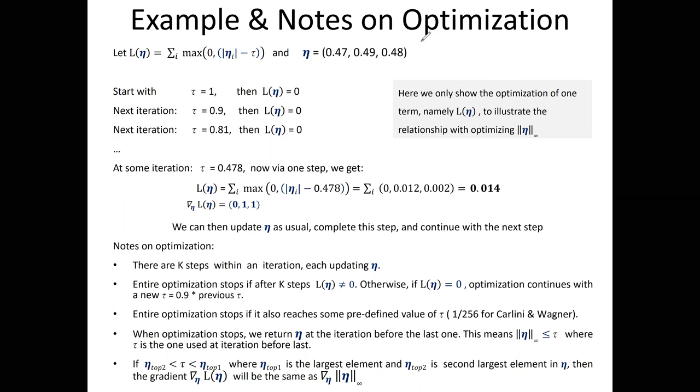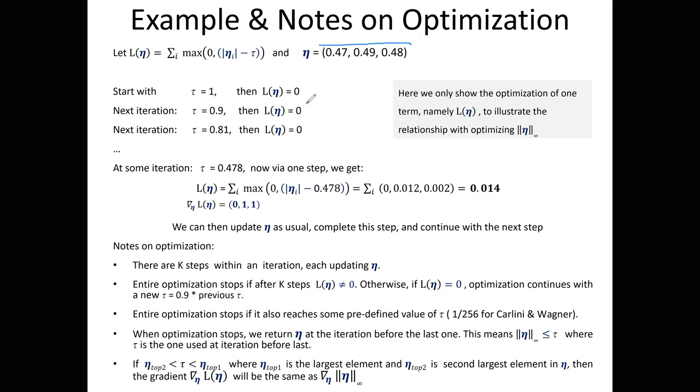What we have here is, let's call this L of eta, this expression here, the sum over the maxes, because we don't want to be writing it every time. And we're going to start with this eta over here, some value over here. And we're going to be working with that.